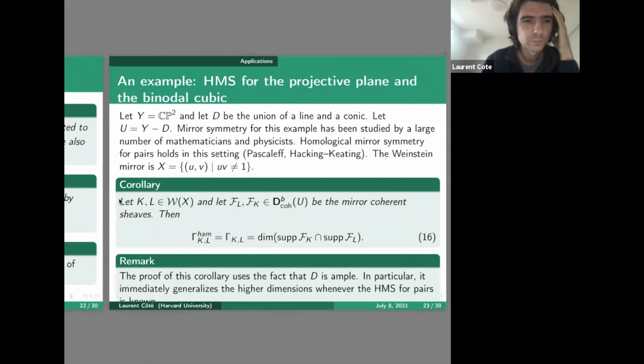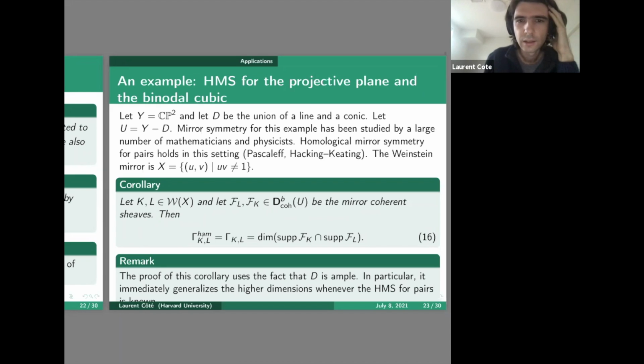This is homological mirror symmetry for the projective plane and the binodal cubic. As far as I understand, this is a standard example in the field. So we take Y to be CP2, and we let D be the union of a line and a conic in CP2, and we let U be the complement of D inside CP2. Mirror symmetry for this example has been studied by many mathematicians and physicists, and homological mirror symmetry for pairs is known. My understanding is that this is due to Pascaleff and Hacking–Keating. And there's a Weinstein mirror, which is given by the set uv not equal to 1, and this is a Weinstein manifold whose skeleton is the Whitney immersion.